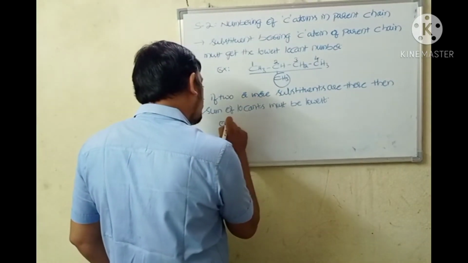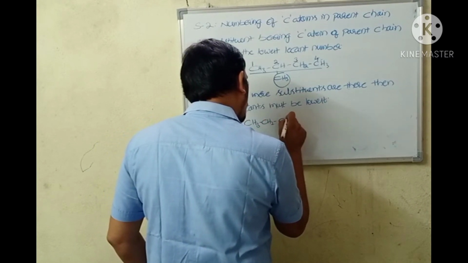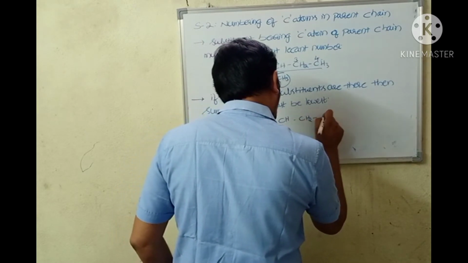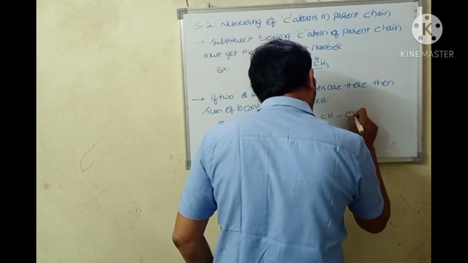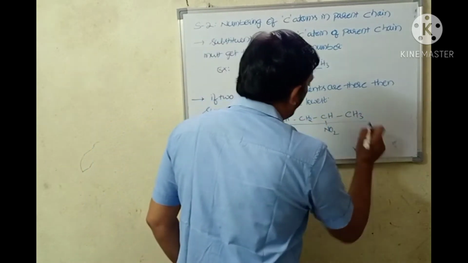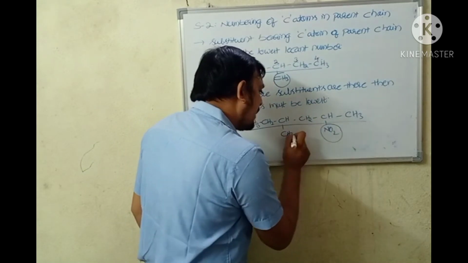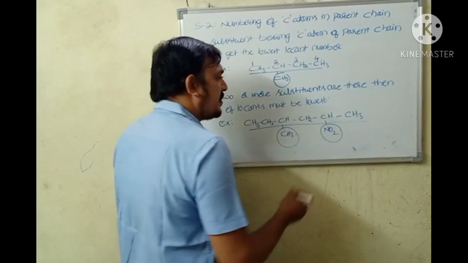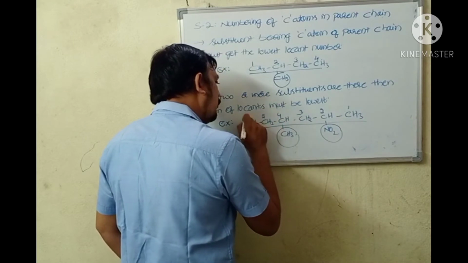For example, CH3, CH2, CH, CH3, CH2, CH, NO2, CH3. Of course, 1, 2, 3, 4, 5, 6, the 6 carbon chain is to be taken as the parent chain without any doubt. It contains 2 substituents, nitro and methyl. So numbering is to be done from right to left. Why? Because 1, 2, 3, 4, 5, 6.